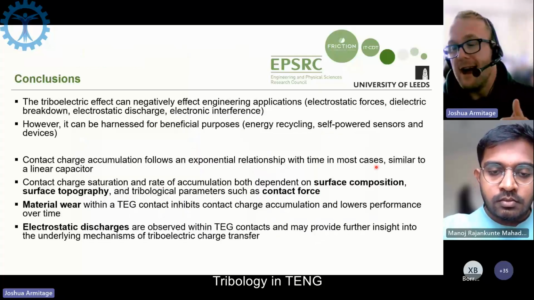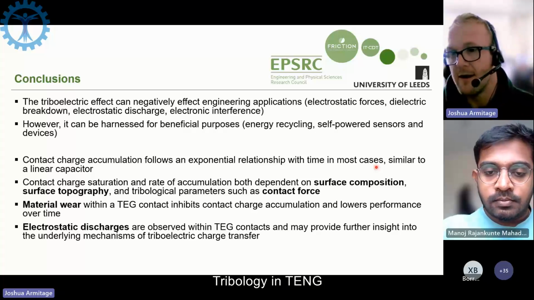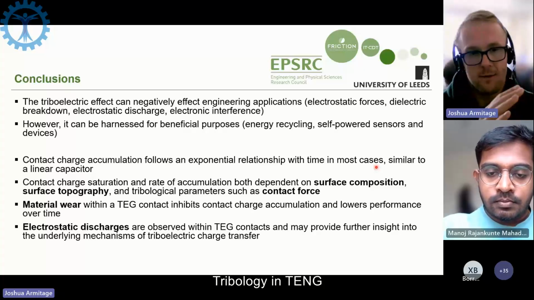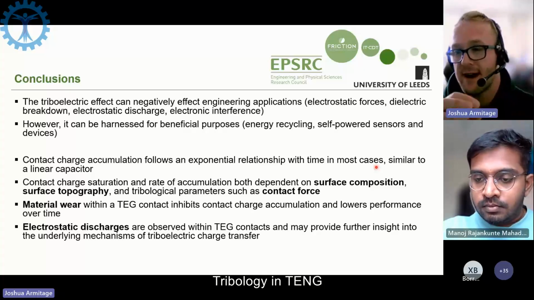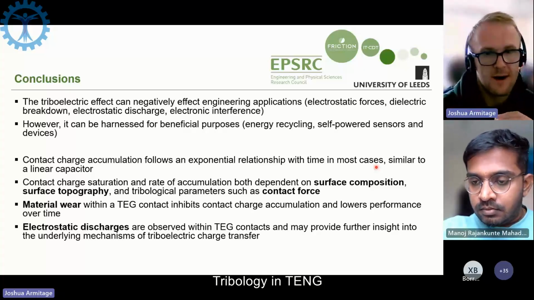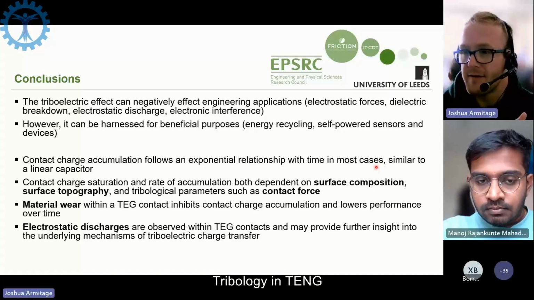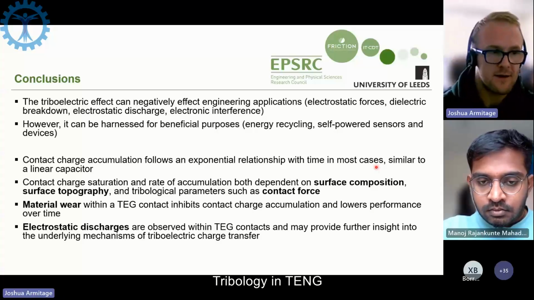But yeah, in conclusion, we've managed to replicate a triboelectric generator, a reciprocating contact, within a tribometer environment. We're able to look at contact force, sliding speed, and different material compositions and textures. And right now we're looking into what the actual mechanisms are for this charge transfer and how tribology is affecting the build-up of electrostatic charge within a contact.